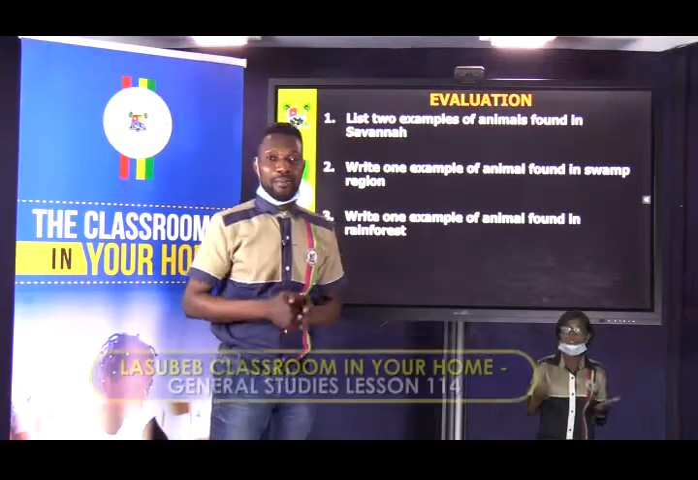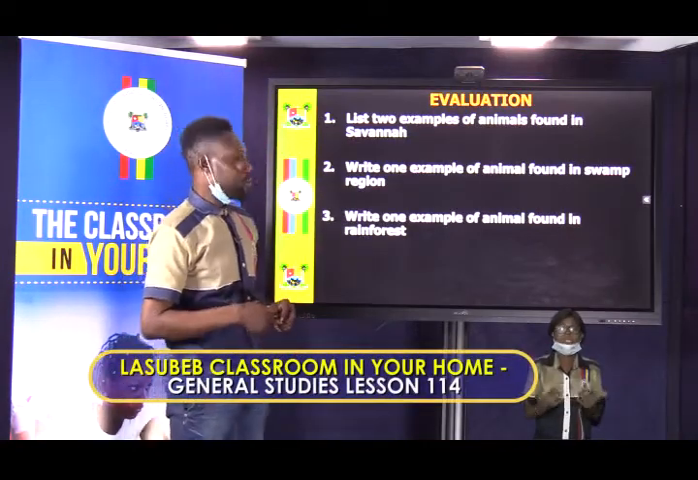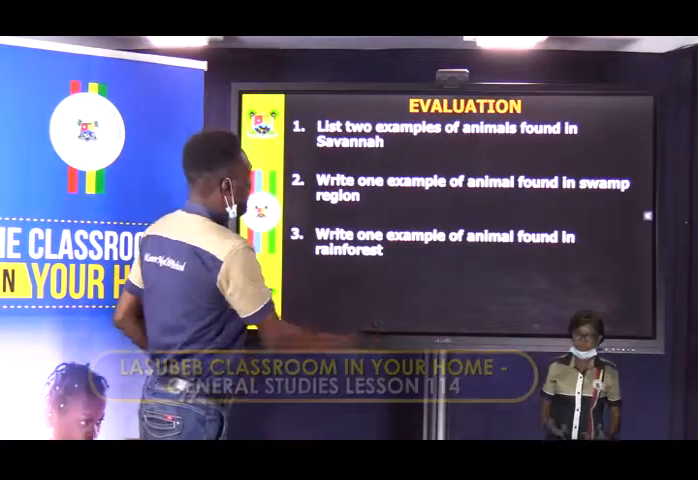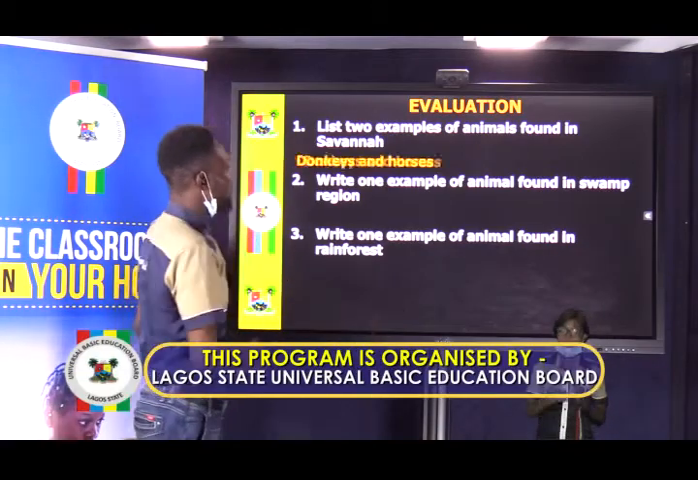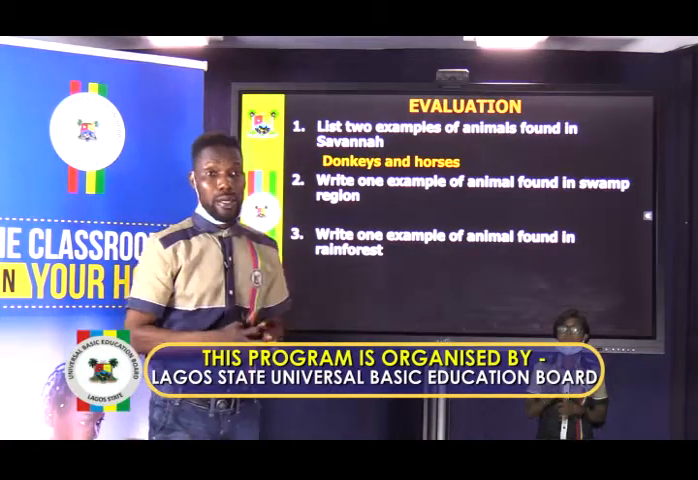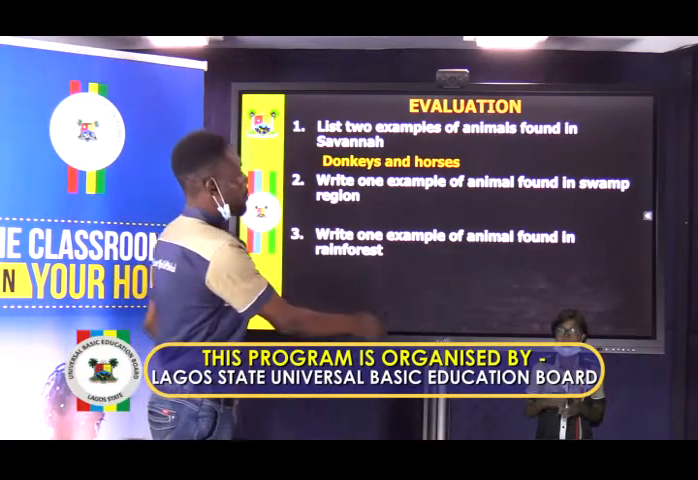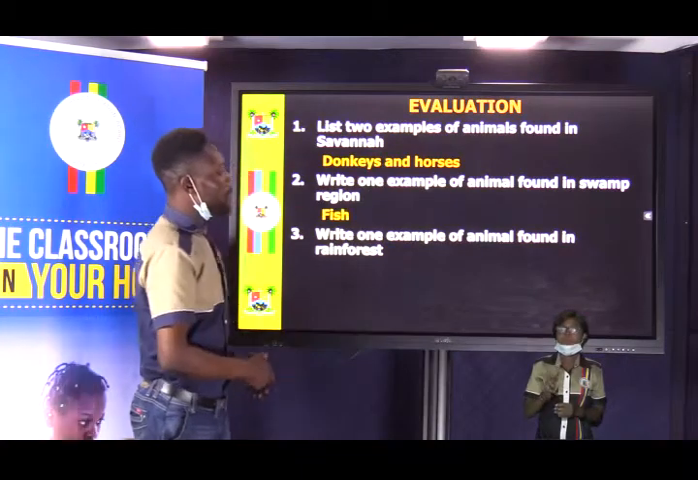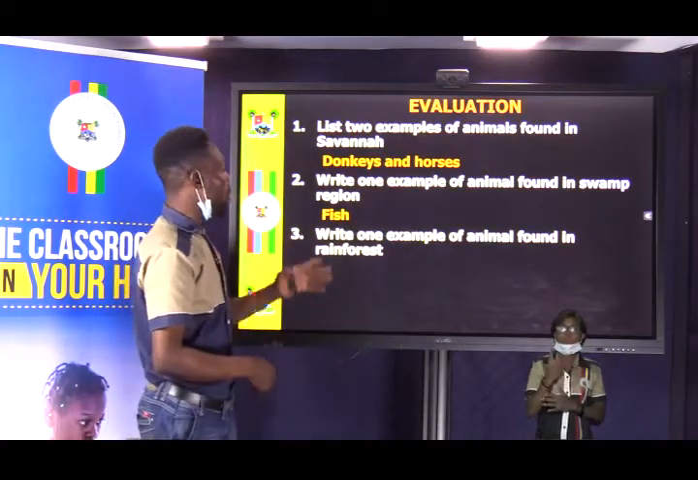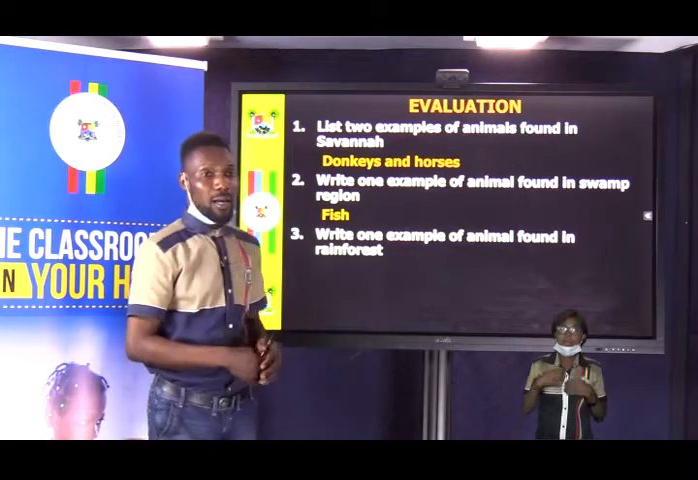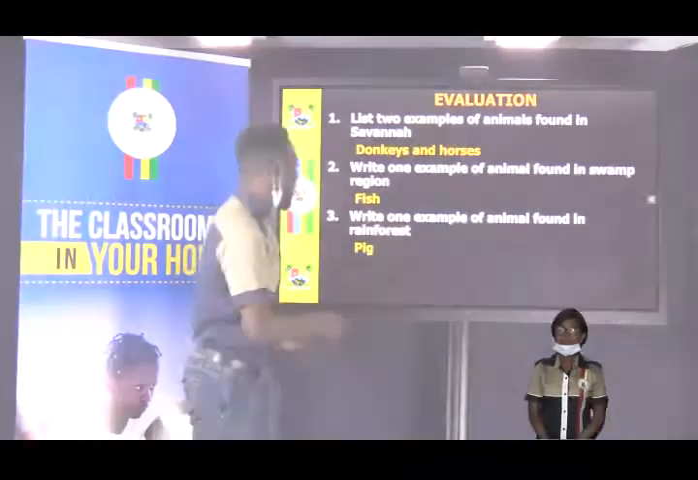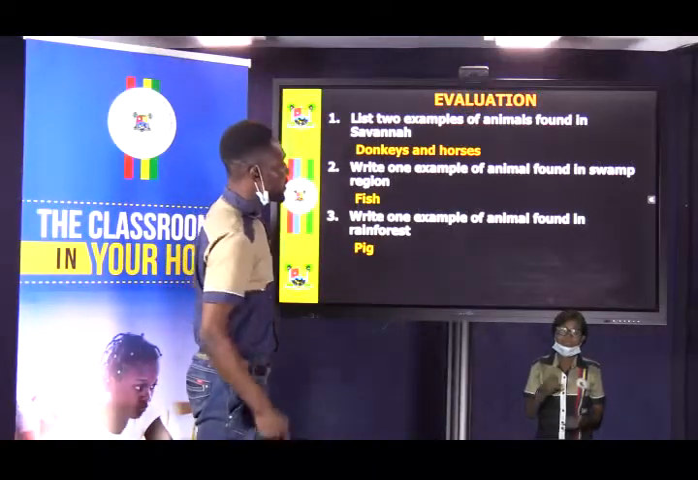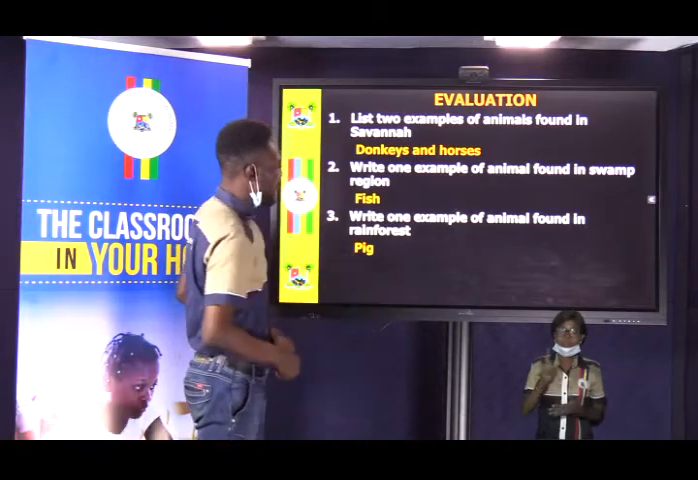Uncle Popo is here. Good. So let's mark together. List 2 examples of animals found in savanna: donkeys and horses. Number 2, write 1 example of animal found in swampy region. That's fish. And the last one, write 1 example of animal found in rainforest. That is pig.